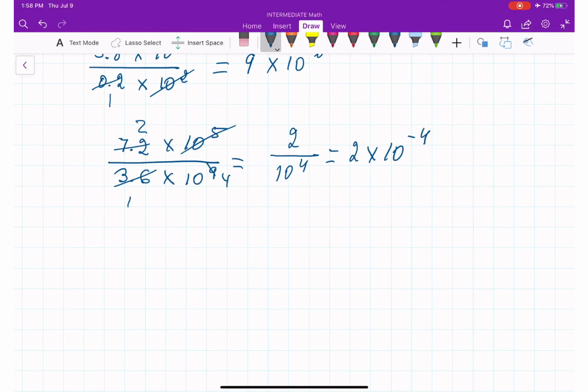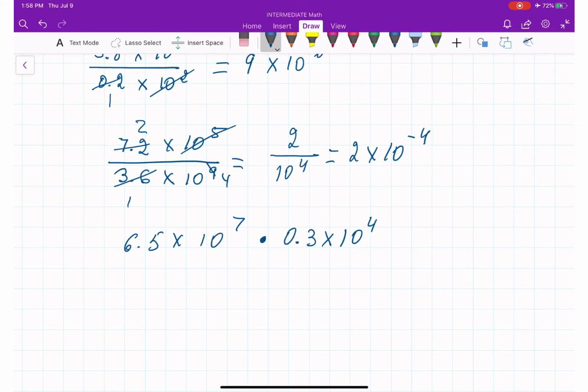Multiplication. 6.5 times 10 to the power 7, multiplied by, I'm using this type of multiplication so you can see where the scientific notation is, 0.3 times 10 to the power 4. Okay, what do we do?